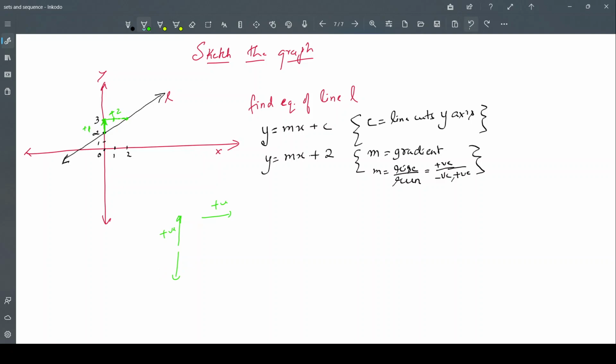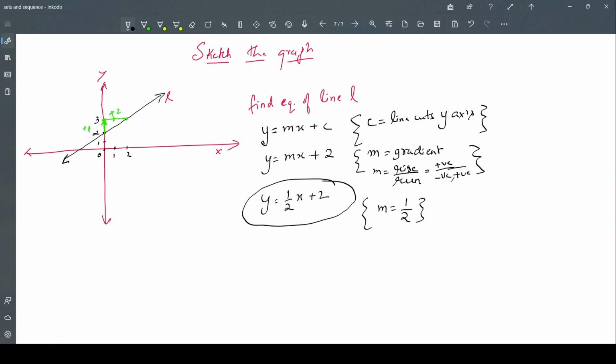So let me continue the question. M is going to be equal to what? M is how many units it's going up? It's going 1 unit positive, plus 1, and 2 units to the right side. So m equals 1 by 2. So what is your answer here? y equals 1 by 2 x plus 2. This is the equation of this line that is passing through the point.